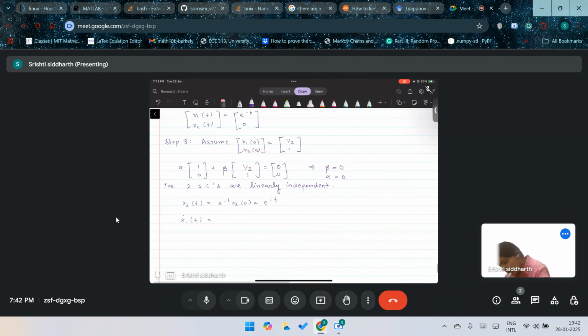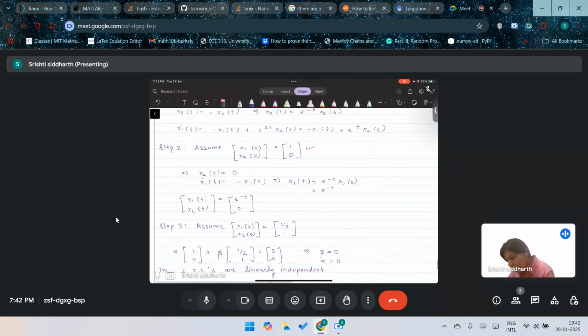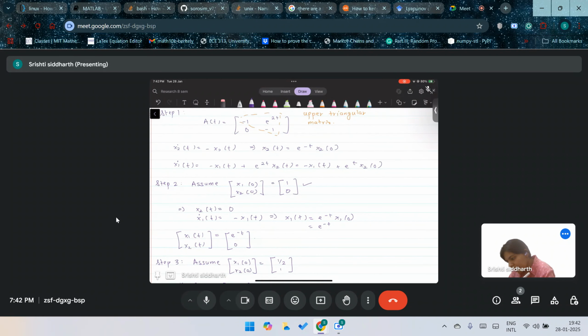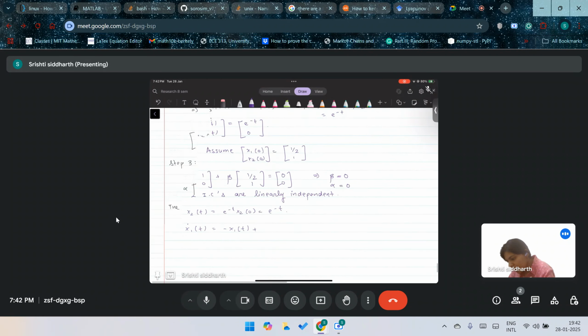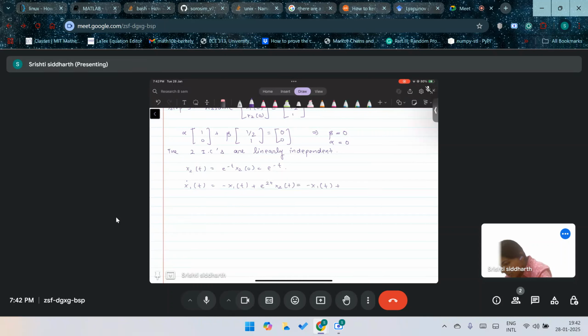minus x1(t) plus e to the power 2t times x2(t). Okay, so this is minus x1(t) plus e to the power t. So this is a differential equation, and what we can do is, so we can write this as a sum of two solutions.